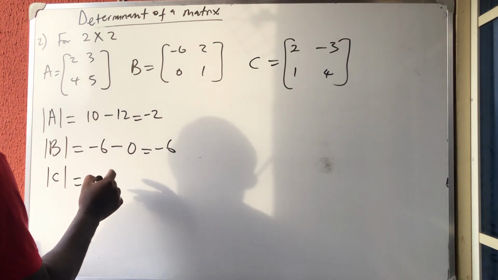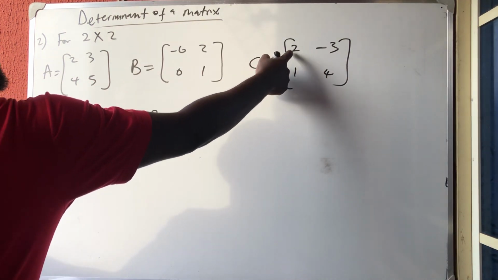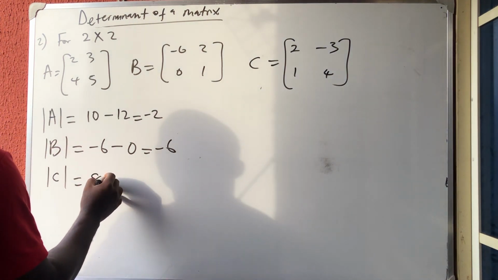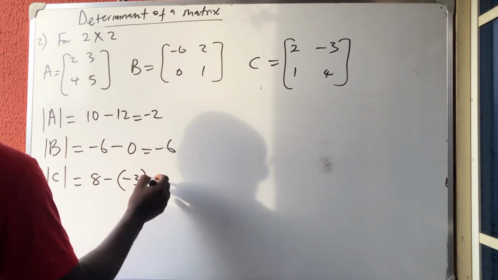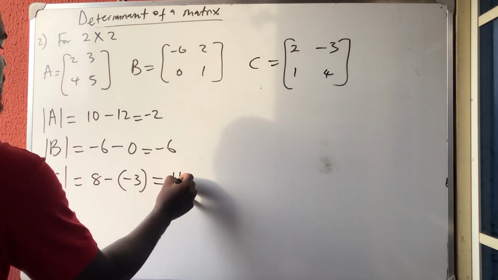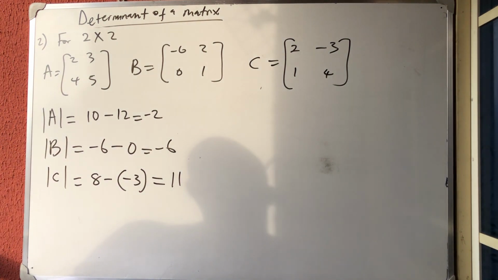Determinant of C is what? Left before right. This time this will give you what? 8. Original minus before you say this time this, which will give you -3. Okay, so which will give you 8 plus this, which is what? 11. Okay, as simple as that.